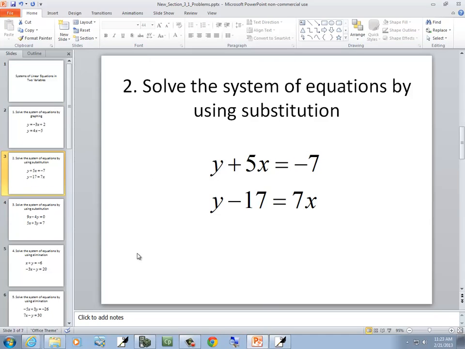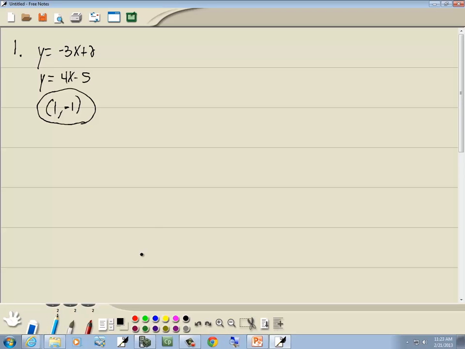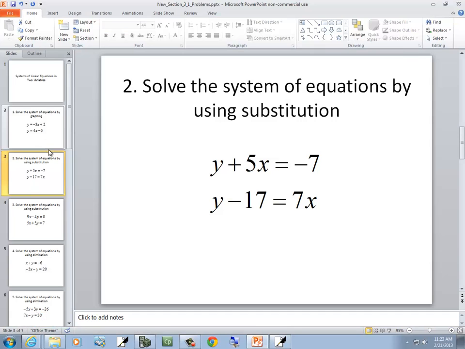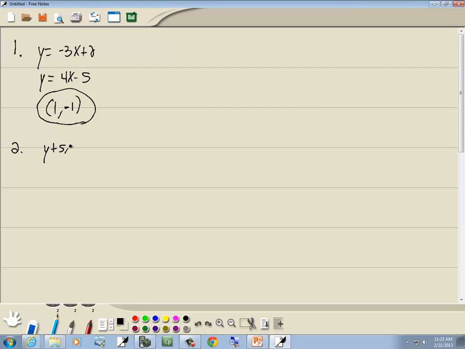Okay, let's take a look at this one. We want to solve this system of equations by using substitution. We've got y plus 5x equals negative 7, and y minus 17 is equal to 7x. And this is substitution. Now we're trying to find out what x value and y value causes this to be true.